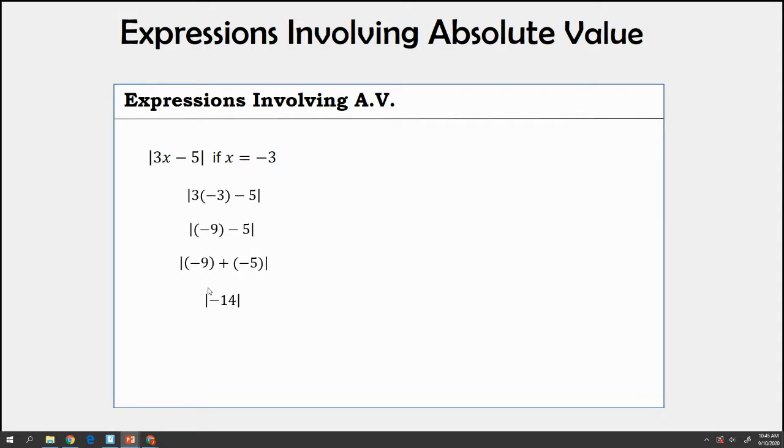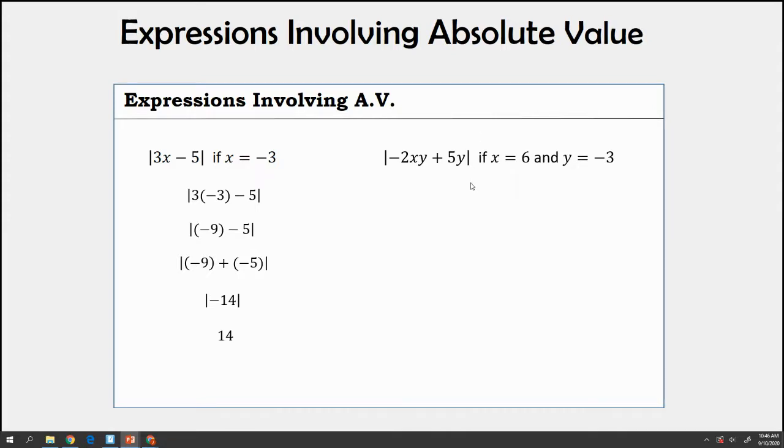And then, as we've been working on, once we have the absolute value worked down to a single number, then we take the absolute value of that. So the absolute value of negative 14, how far from zero is negative 14? It's 14 units.